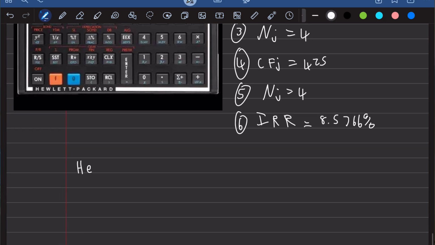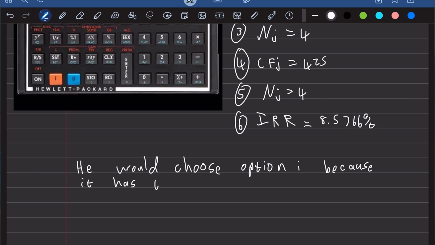So he would choose option I, because it has the highest yield. Okay, and that's all for this question.